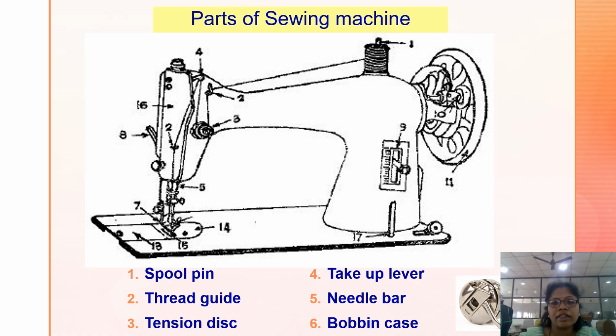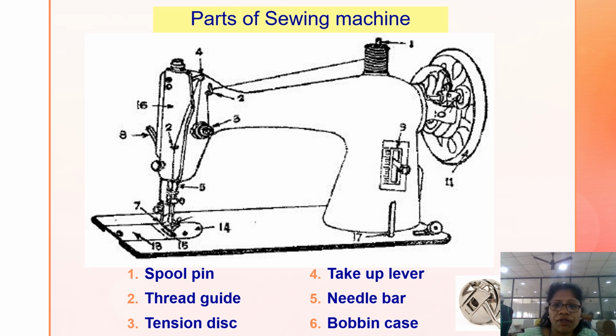Now I will explain the parts of the sewing machine along with their functions. The sewing machine will have different parts. Here you can see the numbers given on the machine line diagram. Those numbers are already explained with the blue color. You can see the highlighted one here. The first one is the spool pin, which is used to hold the thread in a proper place. You have already completed your fundamentals of clothing construction, you know how to operate the machine. So the spool pin will be used to hold the thread in position.